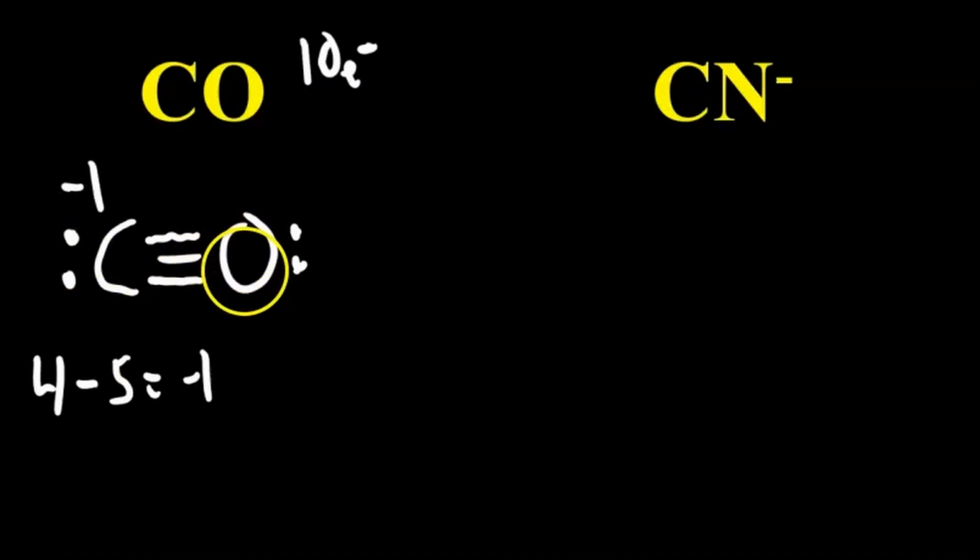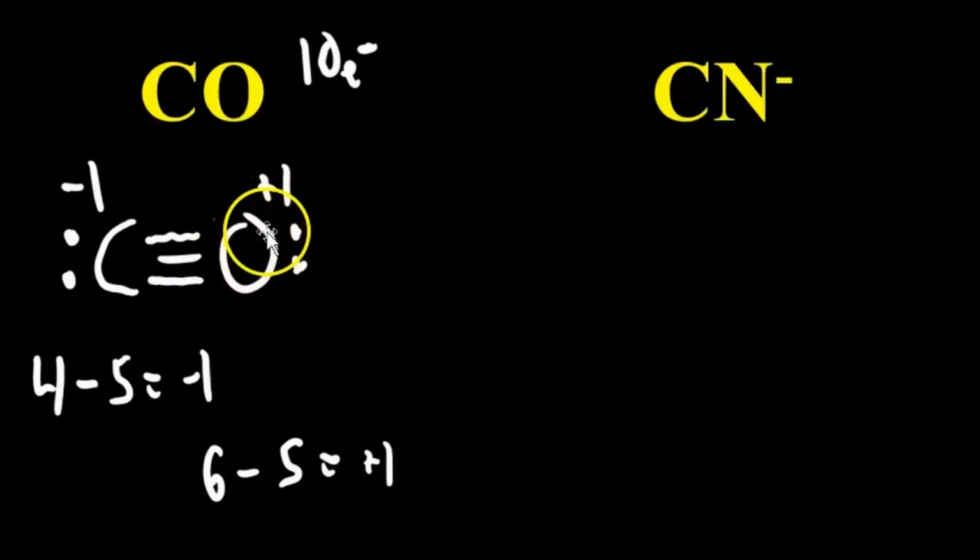And oxygen here, we expect it to have 6 based on the periodic table. It owns 1, 2, 3. It owns 5, so its charge is +1. And this is very odd for the most electronegative atom to have a positive charge on it, but this is required in order for the octet rule to be obeyed. So this is our Lewis structure here.